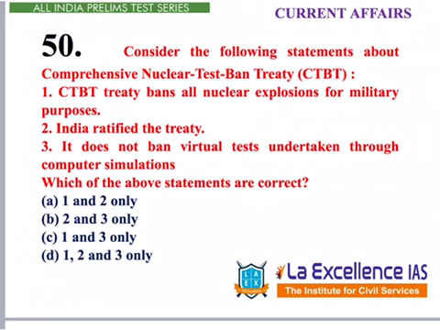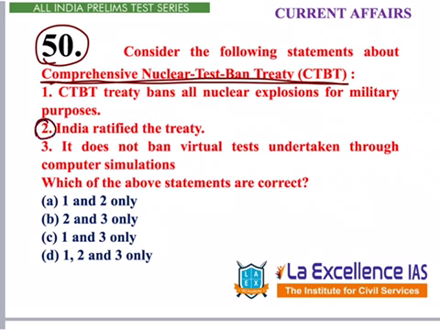Next current affairs question is given under question number 50. This question says, regarding Comprehensive Nuclear Test Ban Treaty, CTBT treaty. Let's read the options. Here, if we see 1, 2, 3, if we can eliminate 1, we can eliminate 3 options. Or if we can eliminate 2, we can eliminate 3 options and answer would be 1. Or if we can eliminate 3, we can eliminate remaining 3 options. So let's go through this option.